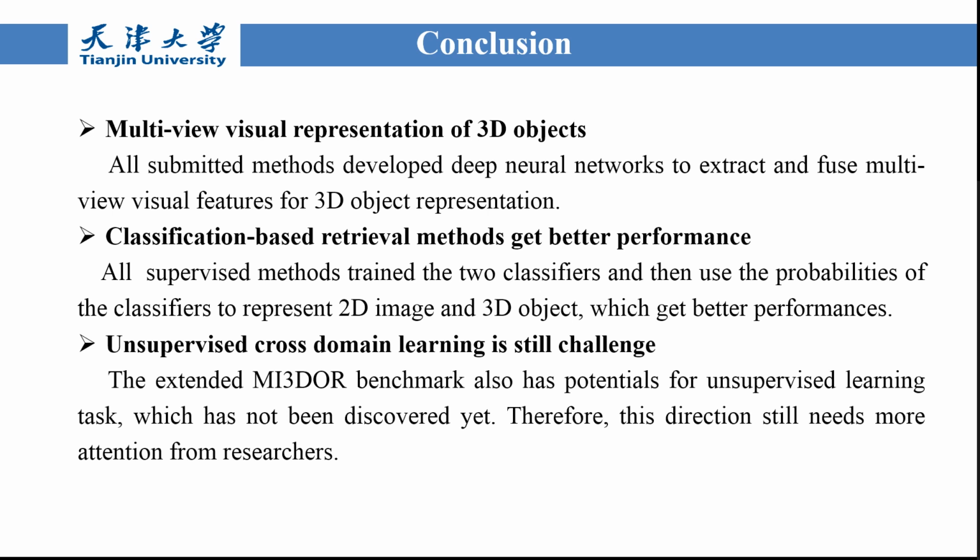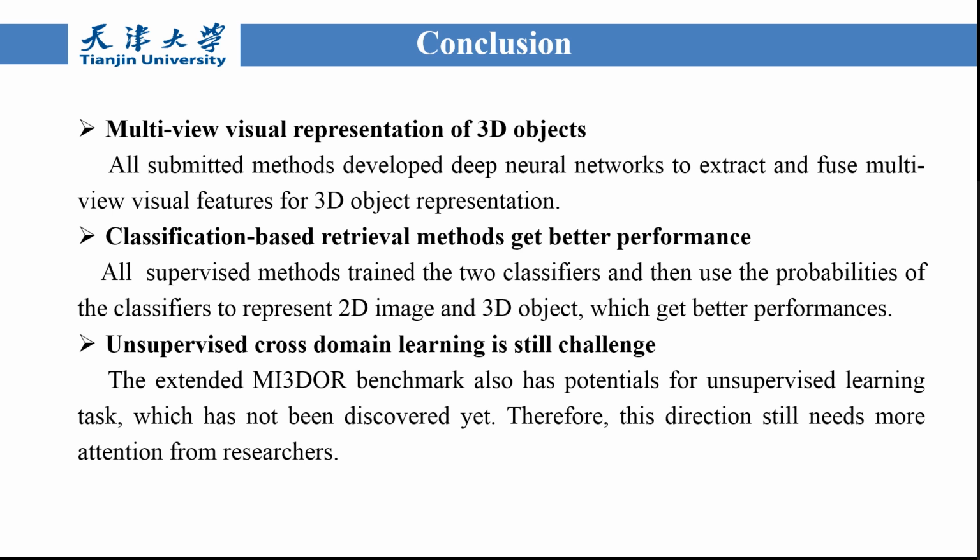Here is the conclusion. All methods developed deep neural networks to extract and fuse multi-view visual features for 3D object representation, which gets better performance. The second is that all methods trained two classifiers and then use the probabilities of the classifiers to represent the 2D image and 3D object. This way can bridge the huge gap between the two modalities.